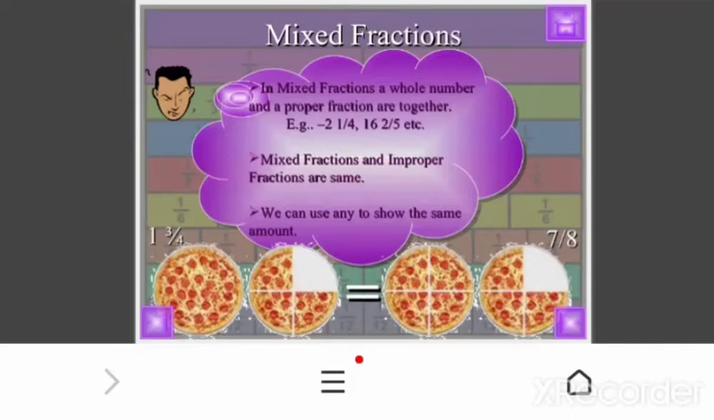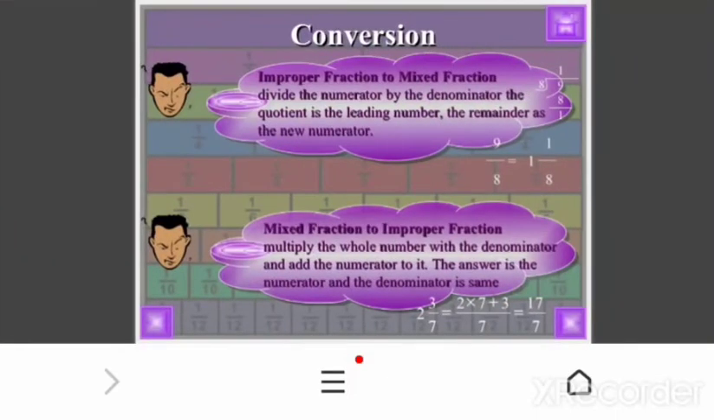For example, 2 whole 1 upon 4, 16 whole 2 upon 5, etc. And mixed fractions and improper fractions are the same. Why? We can use either to show the same amount. Like 1 whole 3 upon 4 can be written as 7 upon 4. Why children? 4 ones is 4, plus 3, 7 upon 4. So we can write 1 whole 3 upon 4, or you can write 7 upon 4. Both are the same thing.